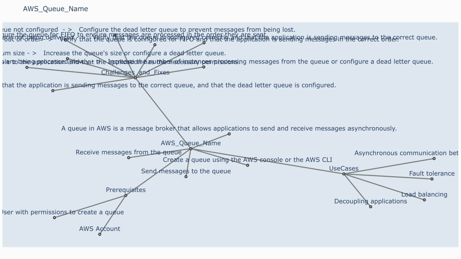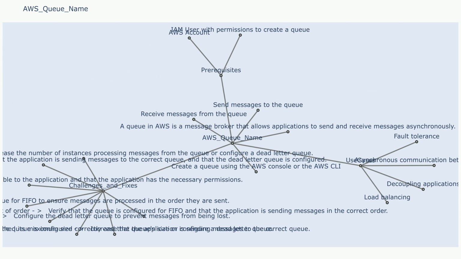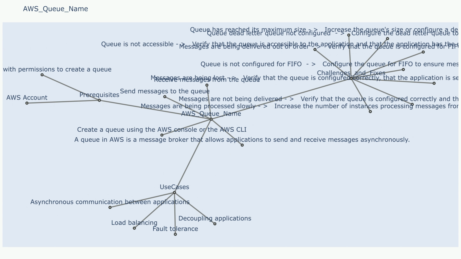AWS Queue Name. Description: A queue in AWS is a message broker that allows applications to send and receive messages asynchronously. Prerequisites: AWS account, user with permissions to create a queue. Use cases: asynchronous communication between applications, decoupling applications, load balancing, fault tolerance.